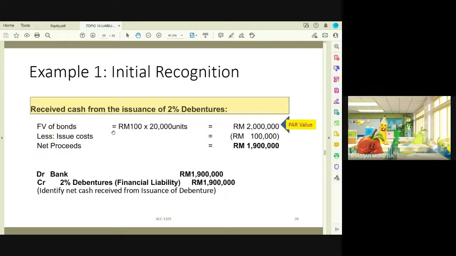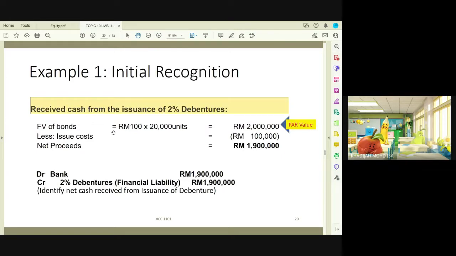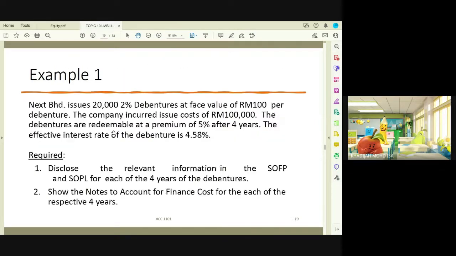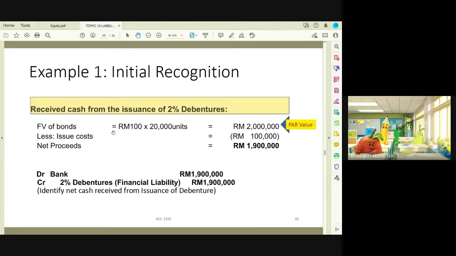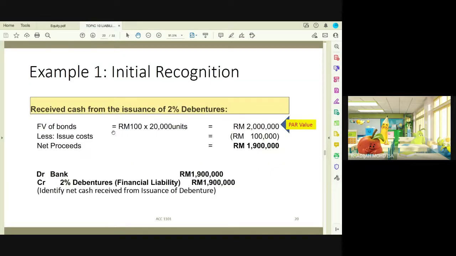So what you have to do here is recognize what the future value of the bonds would be. Future value means that you're going to pay the bonds later, right? 20,000 units times 100 per debenture, you have 2 million. This is what we call the par value. The cost of the issuance is 100,000, so you minus 100,000, and the net proceeds are 1.9 million.